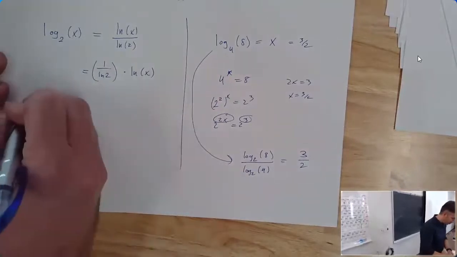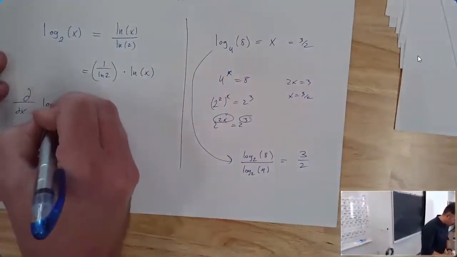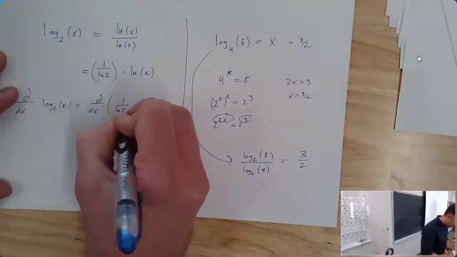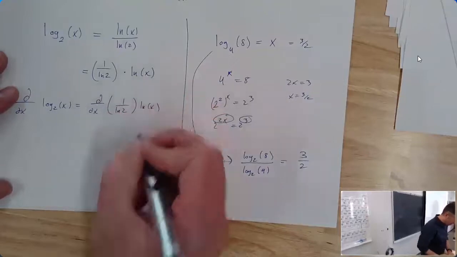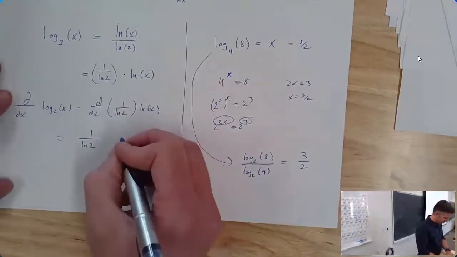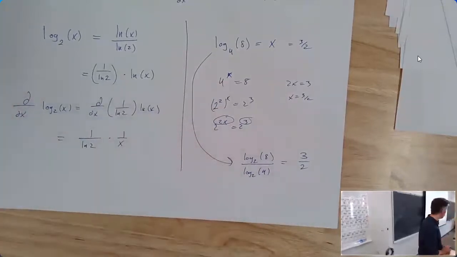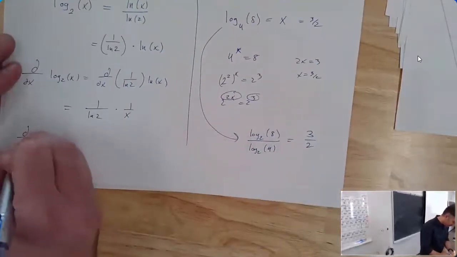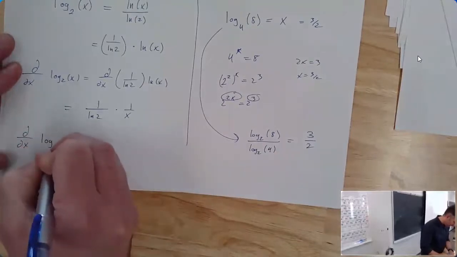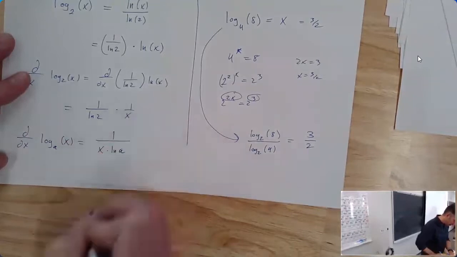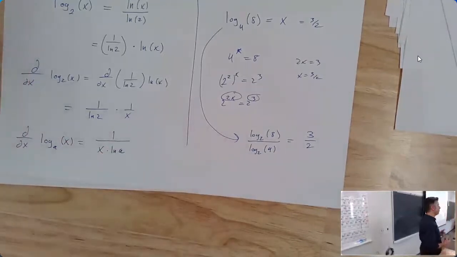So if I'm trying to find the derivative of log base 2 of x, it's really going to be the derivative of this constant times the natural log of x. And that constant hangs out, you get 1 over natural log of 2, and then the derivative of the natural log of x is 1. So generally, if you have a base other than e, the derivative of log base a of x is 1 over x times the natural log of that base. That's the general formula for derivatives of logarithms of other bases.